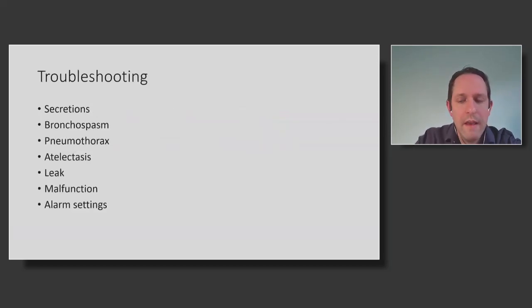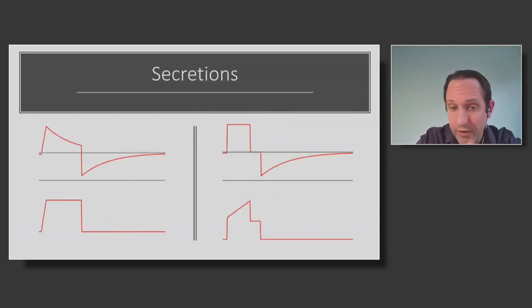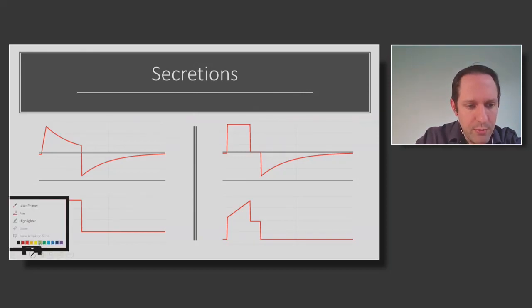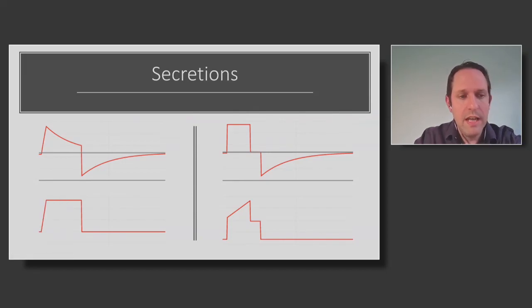So I'm going to talk about how to recognize secretions, bronchospasm, pneumothorax, atelectasis, leak, malfunction, and alarm settings. I will discuss at the end what are probably the most important alarms to set on the ventilator. Now, what I've done for each of my slides, and I'm just going to change the color of my pen ink here, I have normal pressure control waveforms on the left and volume assist control waveforms on the right.